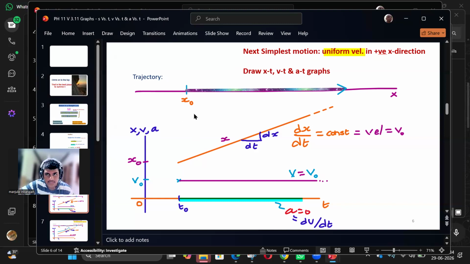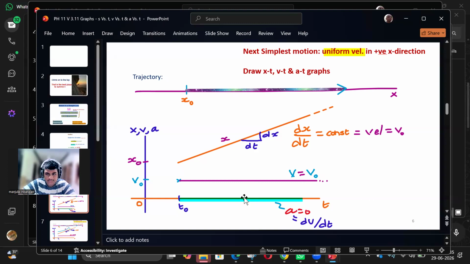So the vt curve will be whatever the velocity is, say v naught. For that value of v naught, we draw the horizontal line. There's no variation because of constant velocity. And acceleration is how fast the velocity is changing, which is 0 because velocity is not changing. dv is 0, dt is some value. So the numerator is 0, the denominator is some value, so acceleration is 0. This is clear for this motion: xt curve, vt curve, at curve.